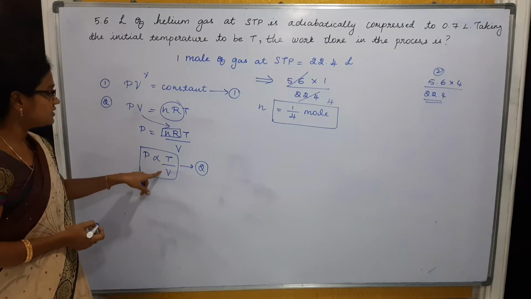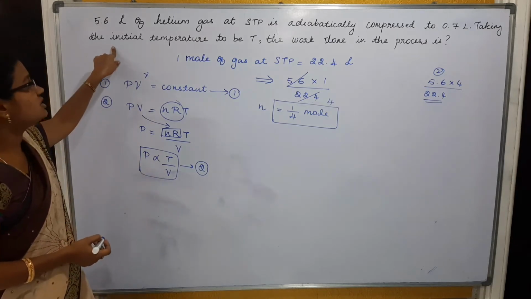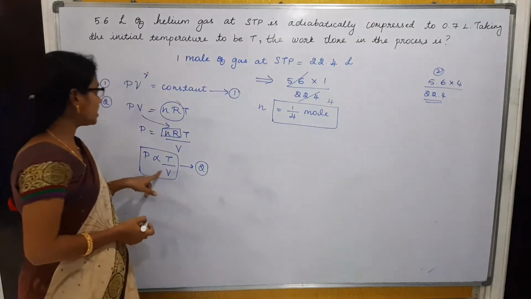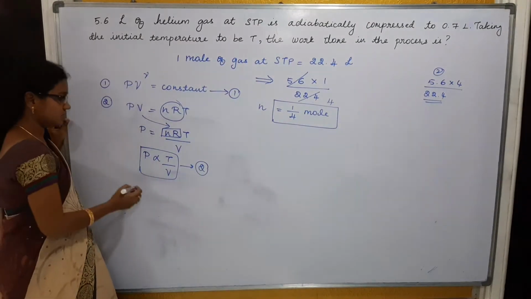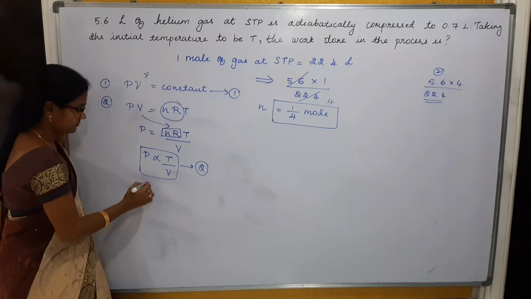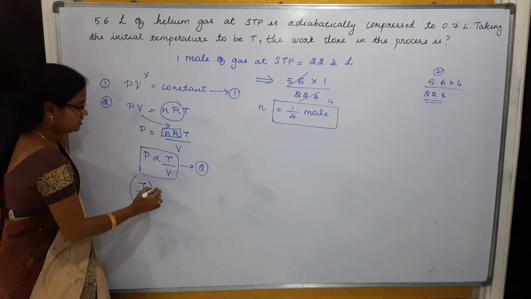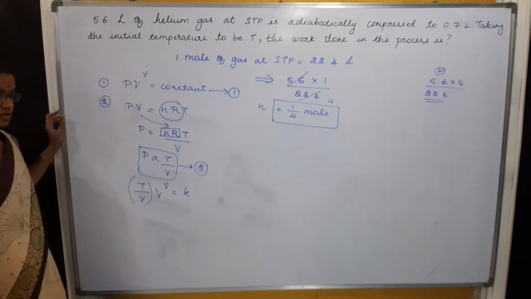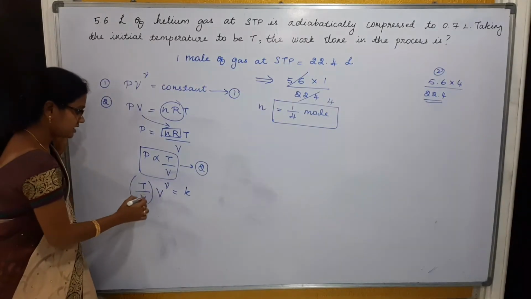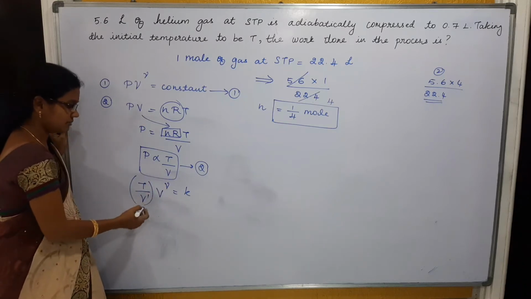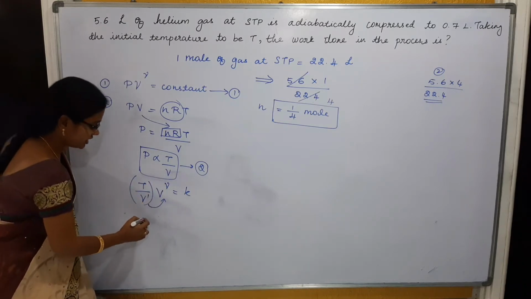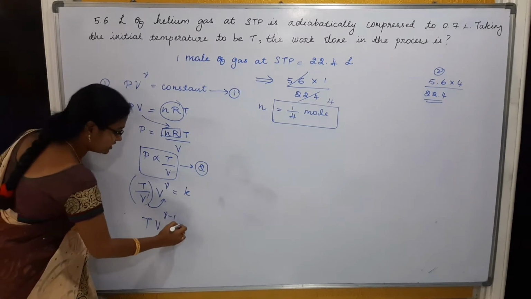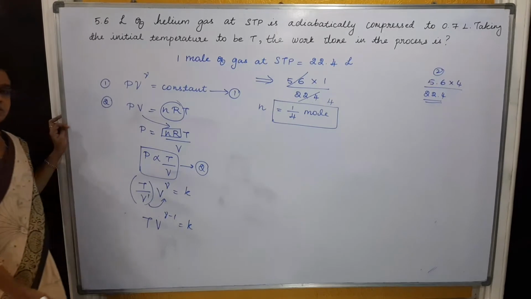Why are we converting to T by V? Because in the question they have mentioned the initial temperature to be T. So T by V into V to the power gamma is equal to a constant. Here the power of V is 1 and here it is gamma. Taking this to the numerator, we get T into V to the power gamma minus 1 equal to a constant. Right students?